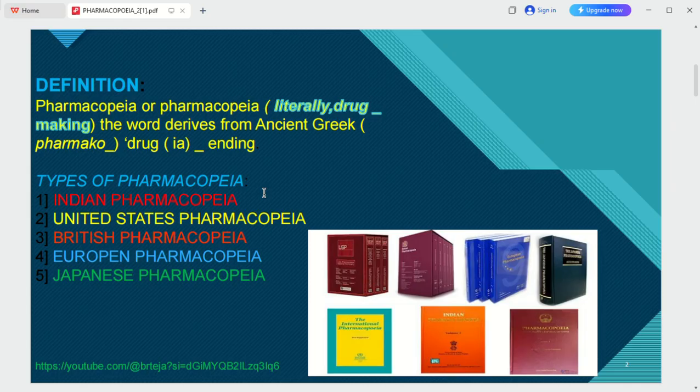In 1885, the British Pharmacopoeia was made official in India. Then, in 1927, a drug committee was appointed by the Government of India, which recommended the publication of a National Pharmacopoeia.